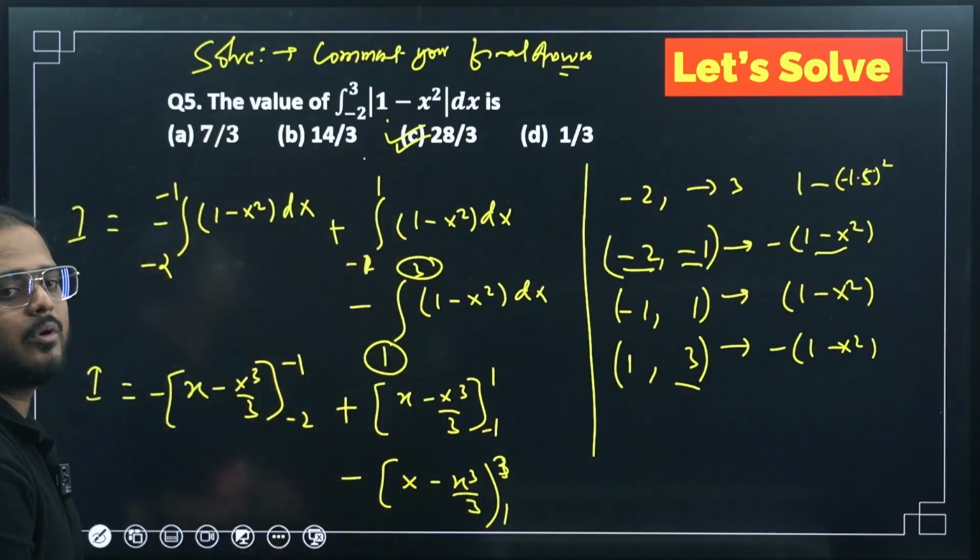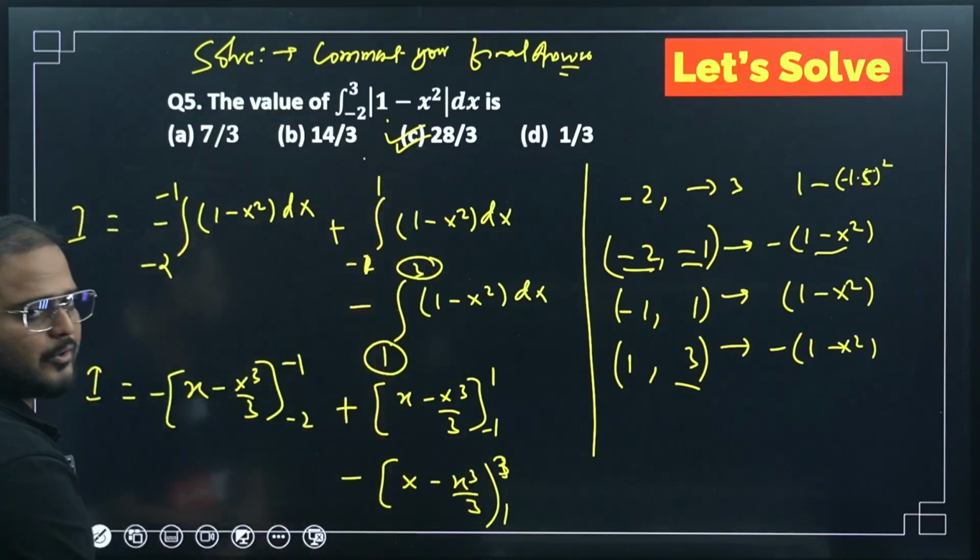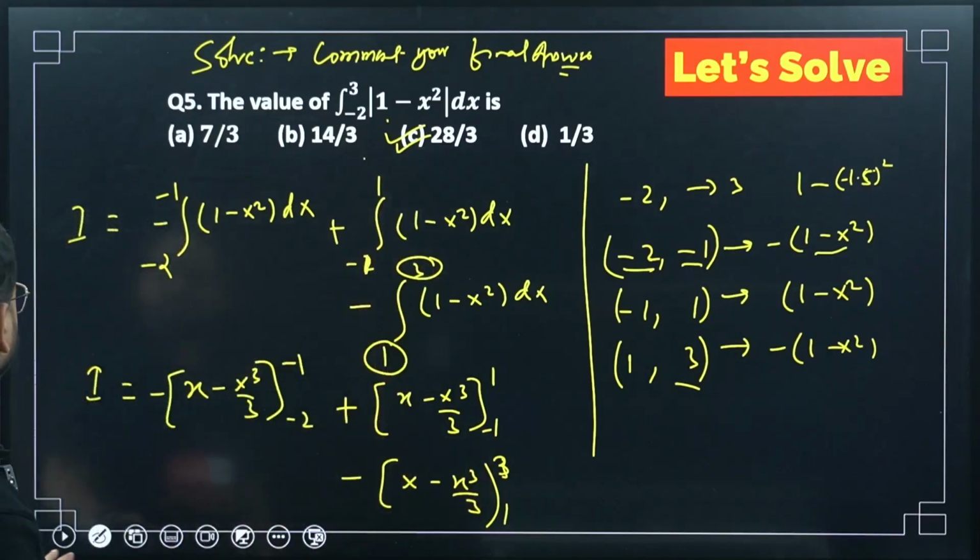Please comment below once you find this answer. This should come. This is your correct answer. C is the correct answer, 28 by 3. Have a look. I hope this is visible. Moving on.